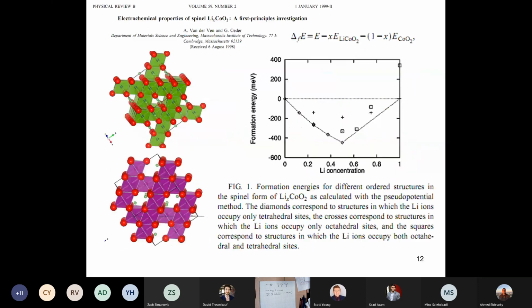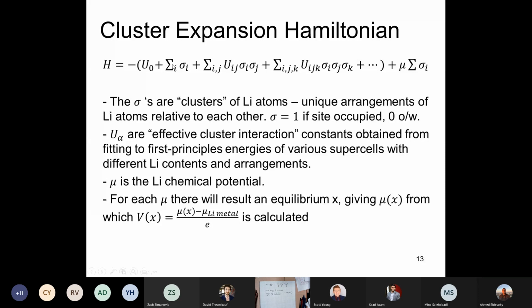And then what you do is you say, these total energies that you've calculated are equal to the sum of a constant plus the sum over whether the sites are occupied or not. So this sigma i means 1 if there's a lithium on the site and 0 if it's not.